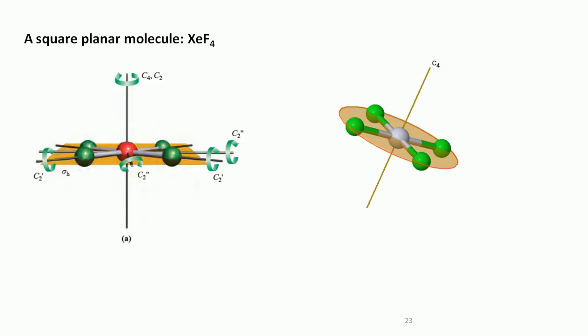It's another molecule. You can take it as something like PtCl4 2 minus, platinum at the center. It's a square planar molecule, and this is the principal axis C4 passing through the platinum atom. And we are taking the molecular plane where the molecule lies, and this plane is a horizontal plane because this plane is perpendicular to the principal axis C4. So this is XeF4, applied to PtCl4 2 minus. You can take it anywhere.